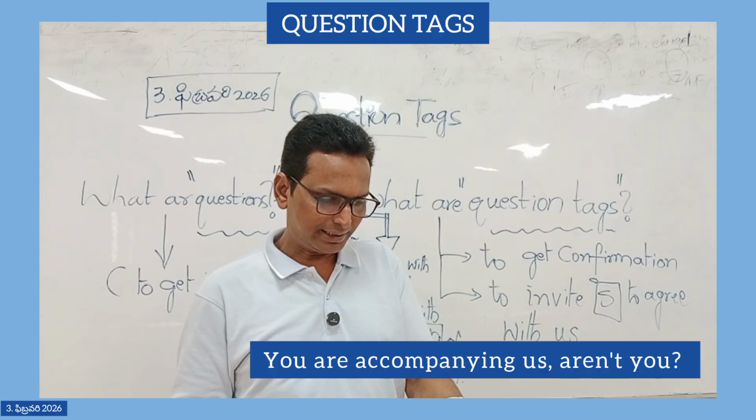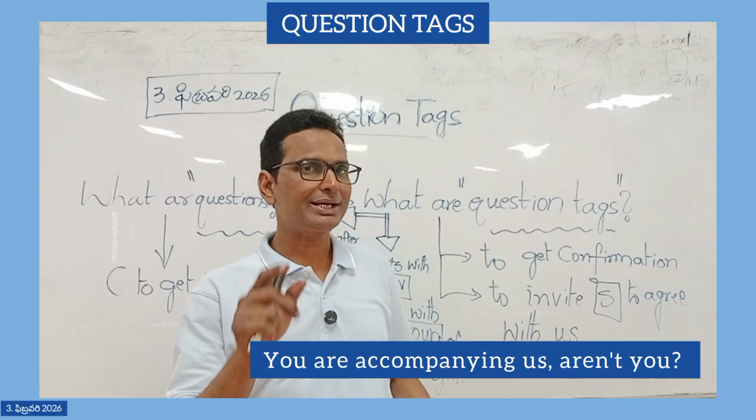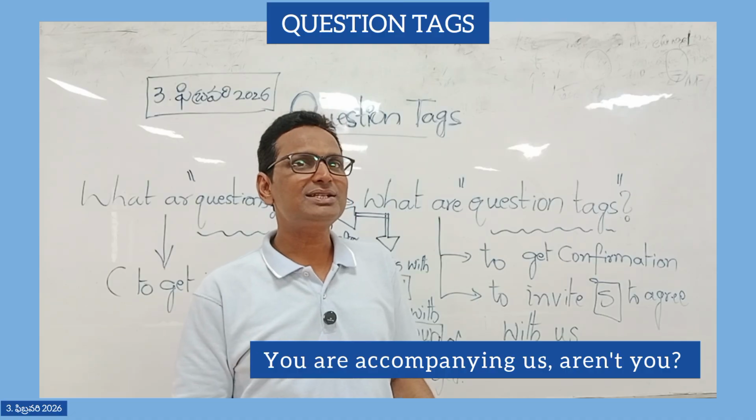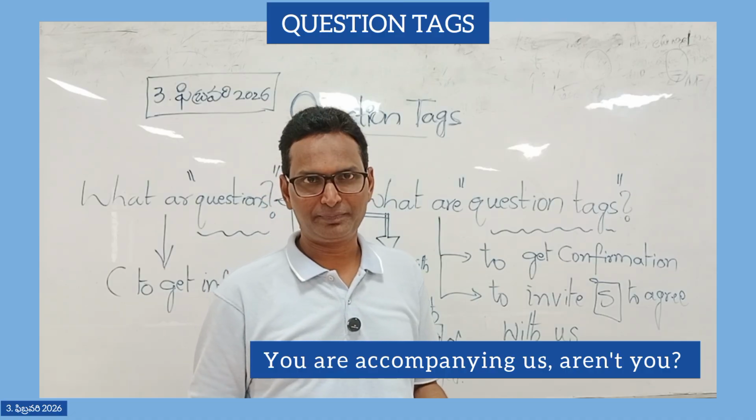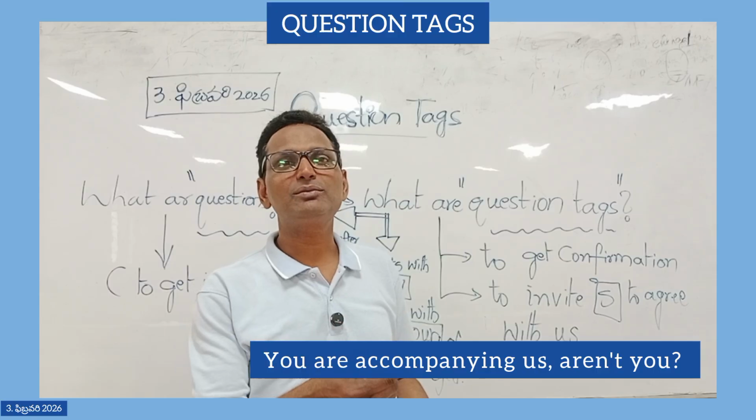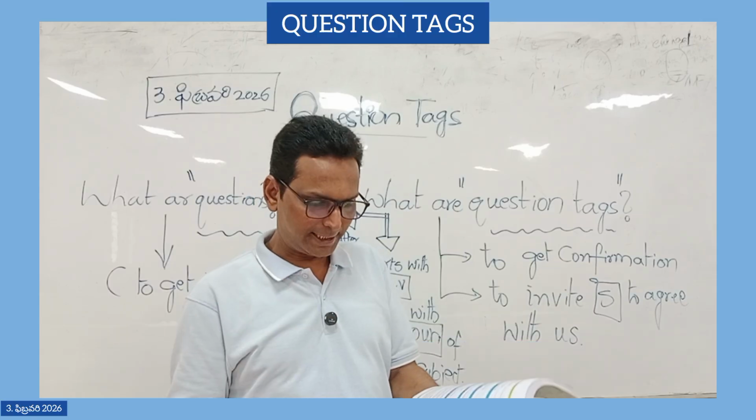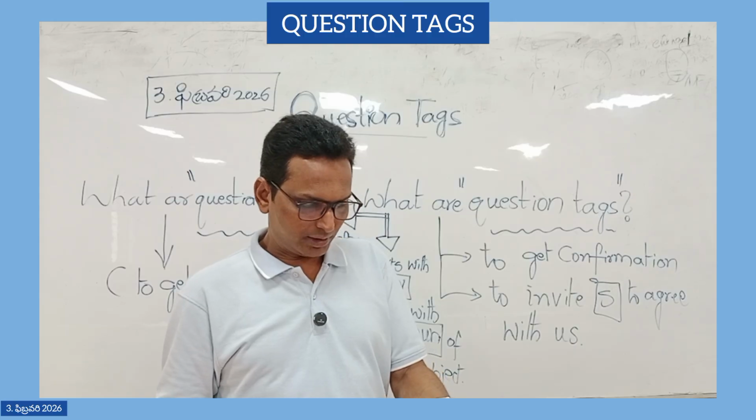by asking like this: you are accompanying us, aren't you? Look at this statement. You are accompanying. This is a positive statement. That is the reason why the tag is negative. Aren't you? ARE plus NOT. When these two are contracted, it becomes aren't you. Okay. Aren't. It is for confirmation.